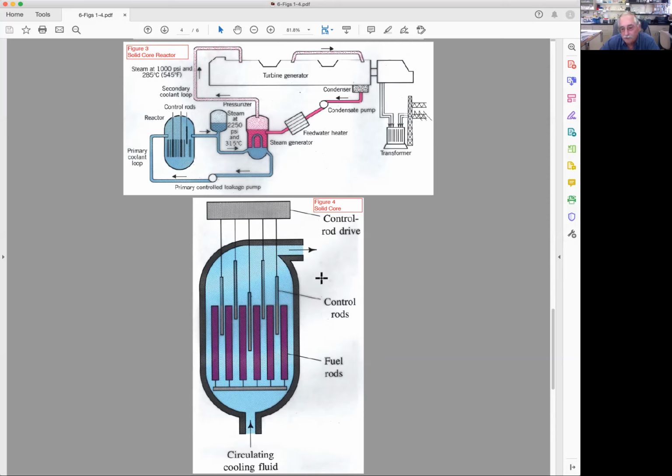So what happened in Chernobyl and possibly in Fukushima, this got so heated that it simply vaporized the control rods, and now you have no control over your reactor. So you get a meltdown.